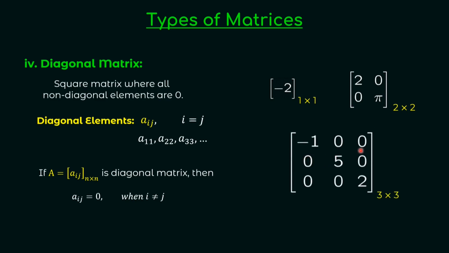And then [-1, 0, 0; 0, 5, 0; 0, 0, 2]. It is a 3 by 3 matrix. And a11, that is first row first element, is -1, second row second element is 5, and third row third element is 2. And all the remaining elements are 0. So it is also a diagonal matrix.